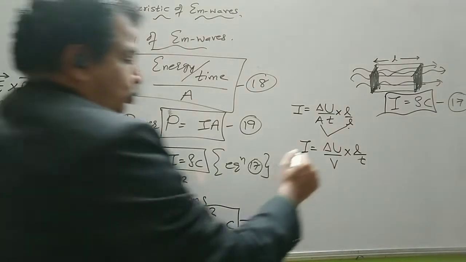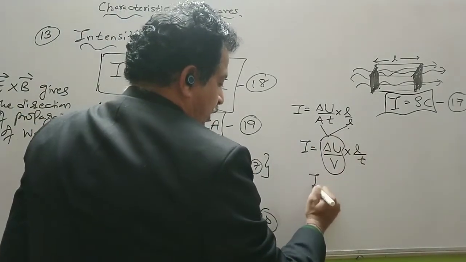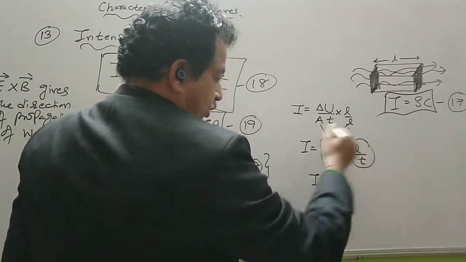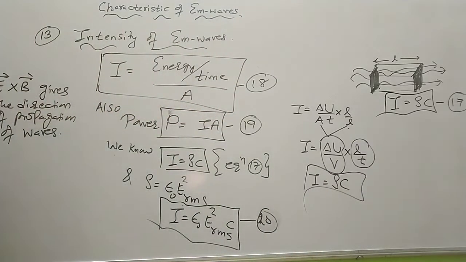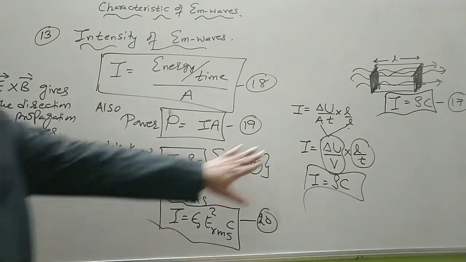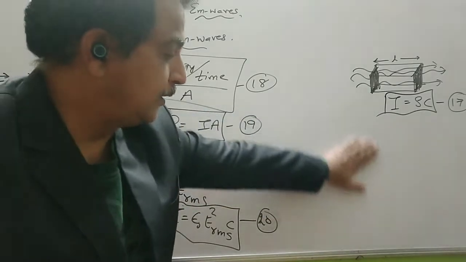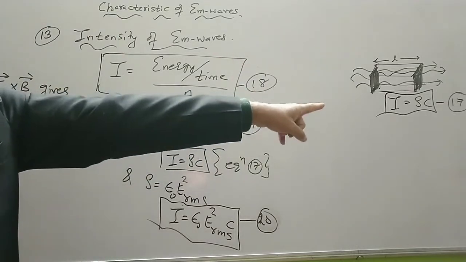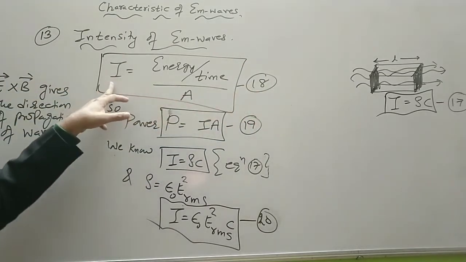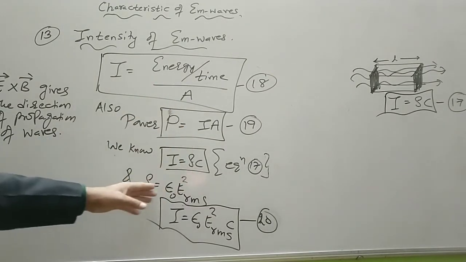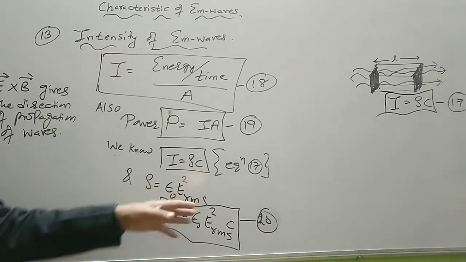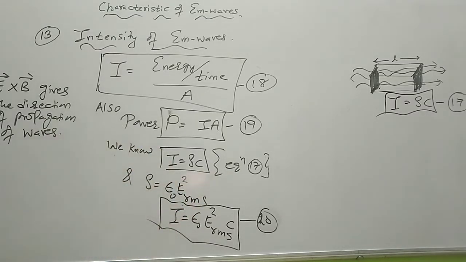Now this delta U upon volume, that is energy per unit volume, is density, that is rho, and length upon time, that is the speed of the electromagnetic wave. So this is how I is equal to rho C is defined, but we don't need this derivation here. So intensity is energy per unit time upon area, power is equal to IA, I is equal to rho C, rho is epsilon naught E square RMS. So we substitute all these values. These are the different forms of the intensity of electromagnetic waves.